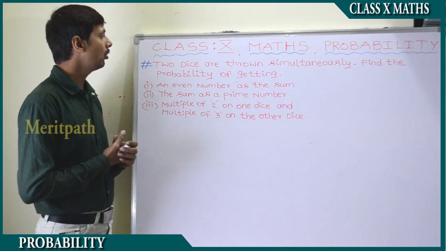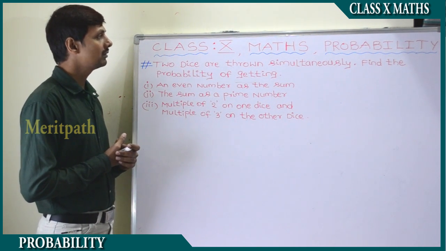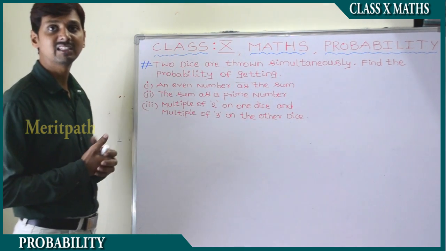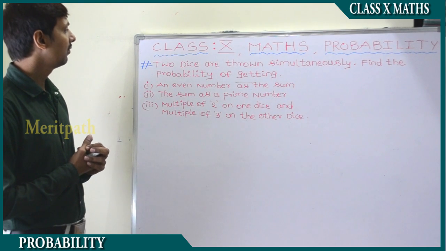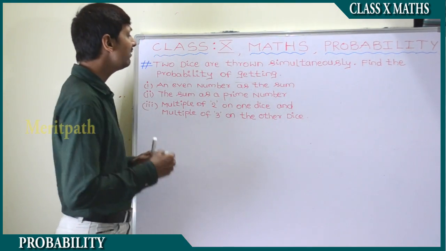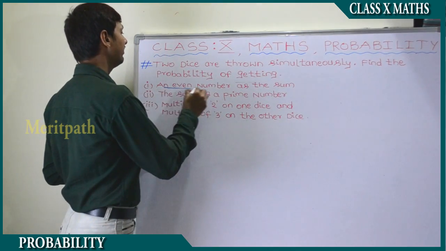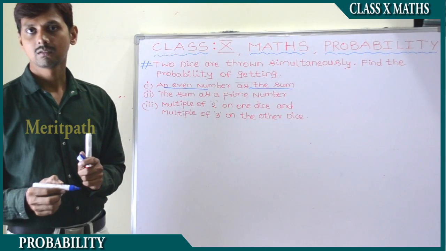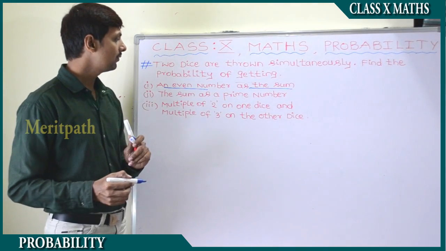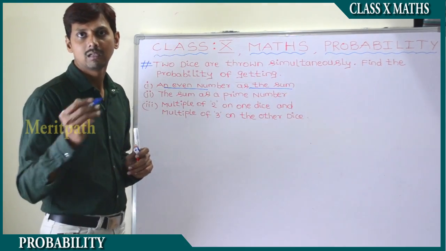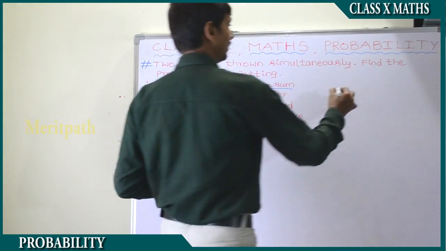So let's recall. Two dice are thrown simultaneously. Find the probability of getting an even number as a sum, and the sum as a prime number. Let's think we have taken 2 dice.